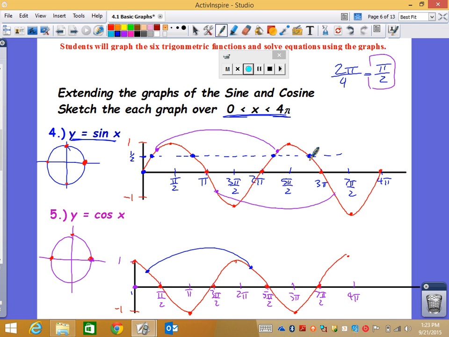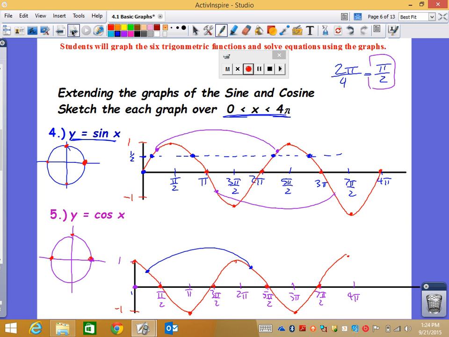So I'm going to have 4 answers. If I had only been on 1 period, so 0 to 2 pi, I would have only crossed twice. So we have to be very careful about how many answers we're going to have based on how many periods I'm drawing. So we have 4 answers.